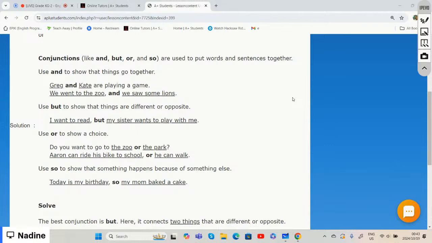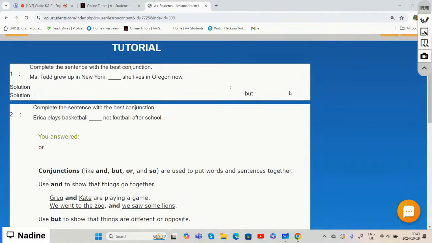And we use so to show that something happens because of something else. I did this, so it's like a reaction upon a reaction. We just call them conjunctions. So far we went over what conjunctions are, and we said conjunctions are words like and, but, or, and so. We also say conjunctions are used to put words and sentences together.